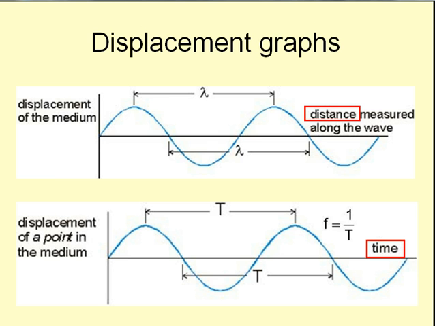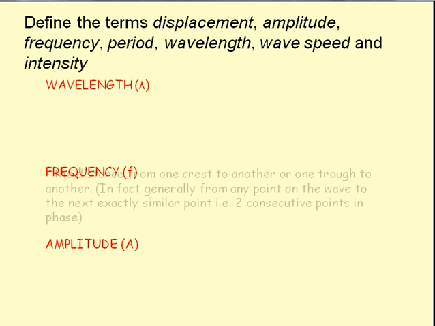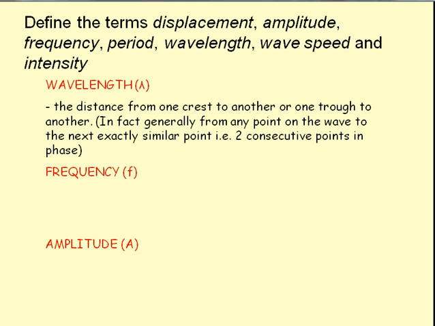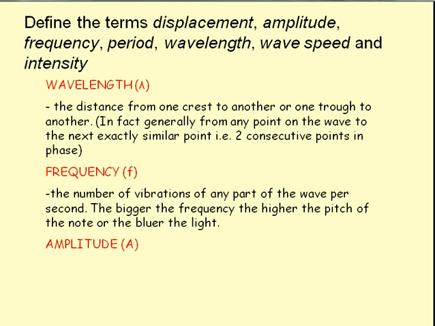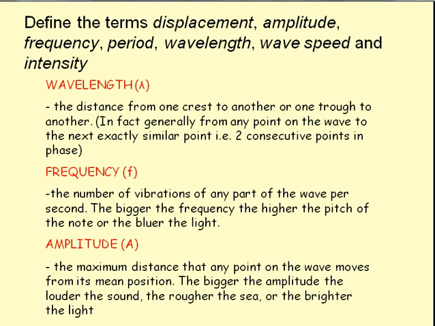So wavelength, frequency, and amplitude. Wavelength is the distance from peak to peak, or trough to trough. Frequency is the number of wiggles per time. Amplitude is the distance from the rest position to the maximum displacement, one way or the other, up, positive, or negative.